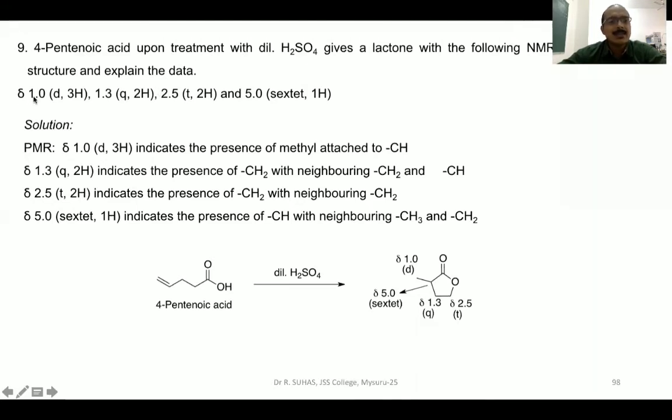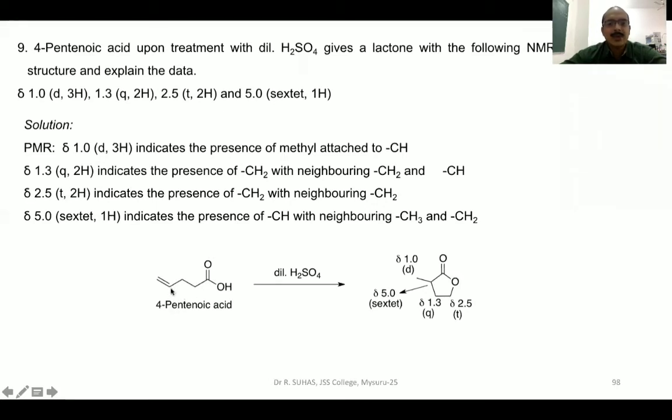The data given is delta 1 doublet 3H, delta 1.3 quartet 2H, delta 2.5 triplet 2H, and delta 5 sextet 1H. So this is the reaction. We have to first write the reaction, complete it and predict the product. This is pentanoic acid. Pent means 5 carbons: 1, 2, 3, 4, 5 carbon. Acid, COOH, is the functional group for carboxylic acid.